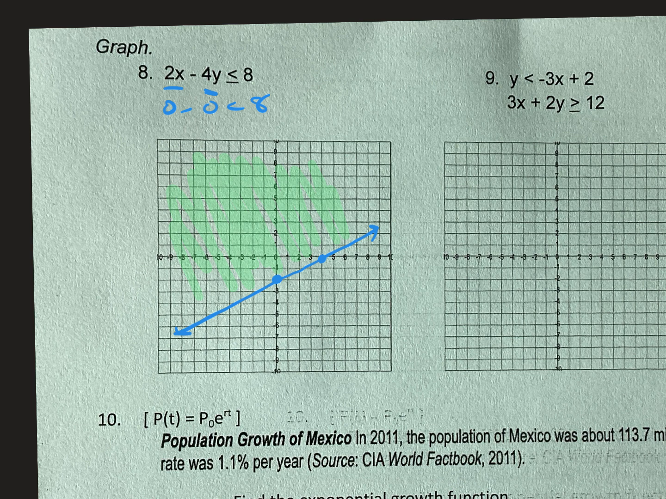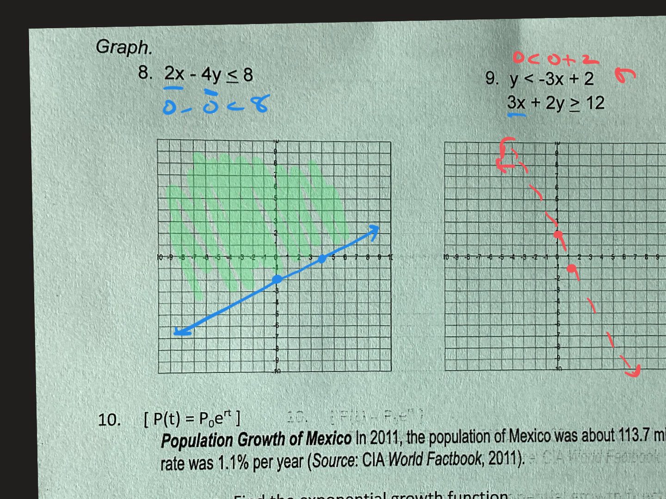All right, and then number 9, got 2 equations. The first one's in slope-intercept form. The y-intercept is 2. The slope is negative 3, so I'm going down 3 over 1. This one's a broken line. Make sure you go broken there. Like that. Plug in 0, 0, I get 0 is less than 0 plus 2, so is 0 less than 2? It sure is. So I'm going to shade that side in just a second.